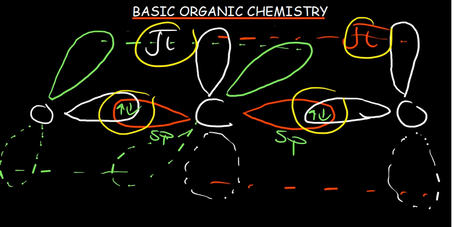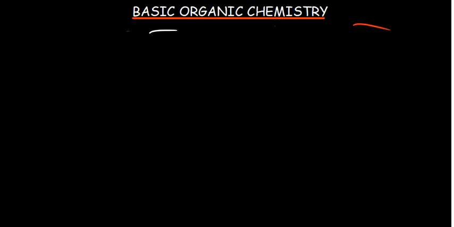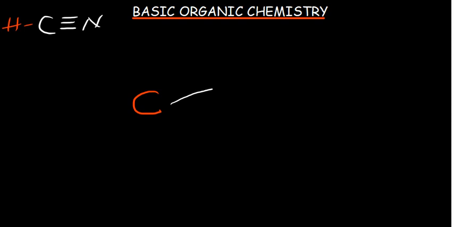Now, what about the case where it forms a triple bond and then a single bond? What gets to happen in such a case? It is very interesting. So you have a carbon there. Let's use this example where carbon is connected to nitrogen and then connected to a hydrogen atom there.